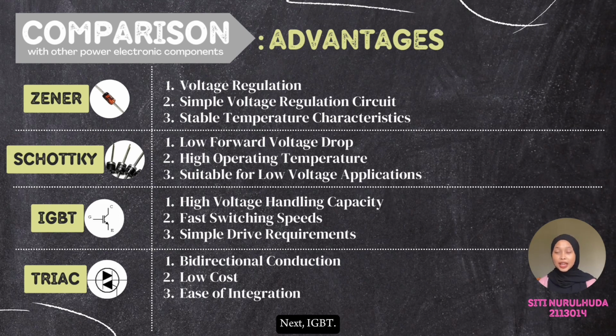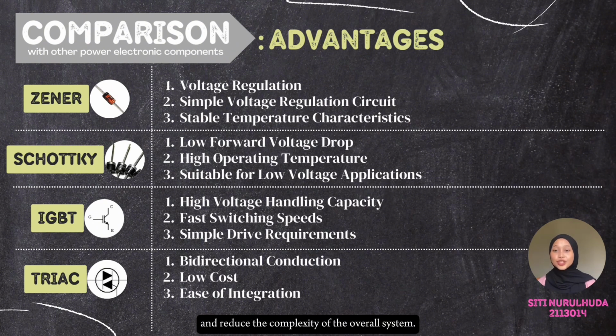Next, IGBT. The first advantage of IGBT is high voltage handling capacity. IGBTs can handle high voltage levels, making them suitable for applications where high voltage is required. Second, fast switching speeds. Fast switching is necessary to control power flow and minimize switching losses. Third, simple drive requirements. It simplifies the design of control circuits and reduces the complexity of the overall system.